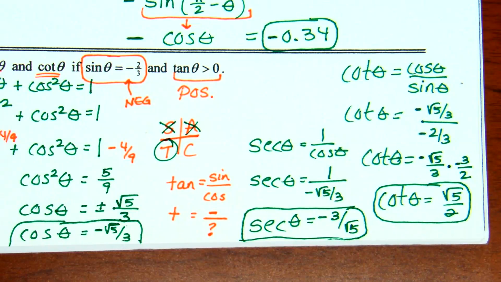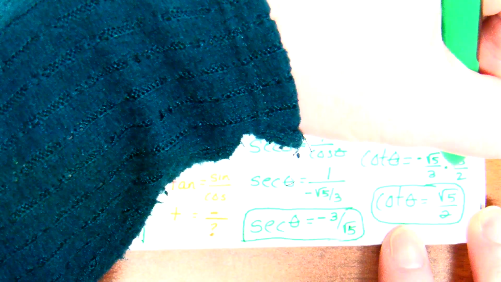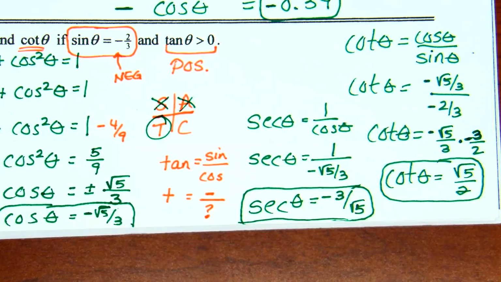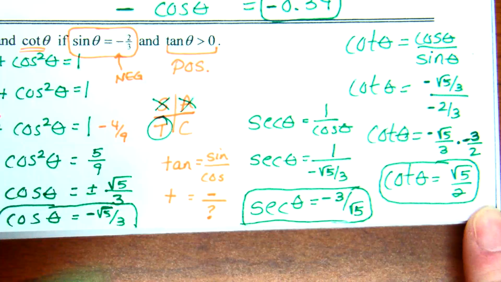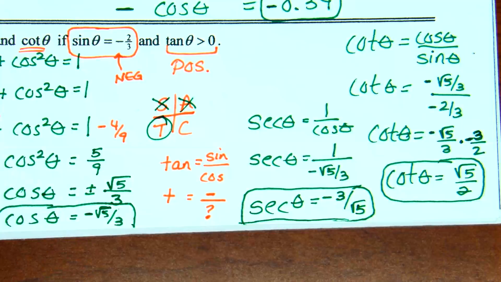Times 3 over 2 or times negative 2 over 2. There's a negative in there somewhere. So yes, I have negative 3 halves. So what goes in the denominator to be a 2? Because my 3's can cross cancel here. Yep, and it's just square root of 5 over 2.